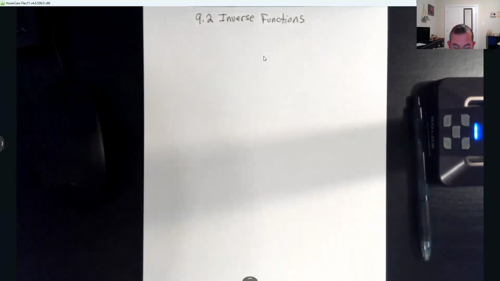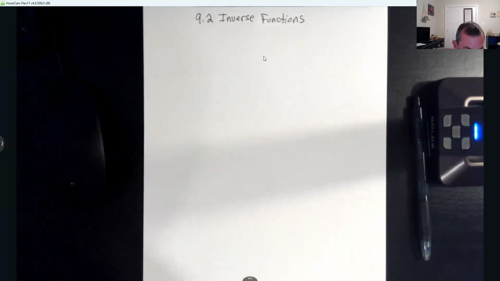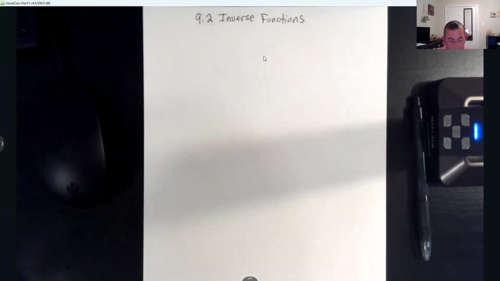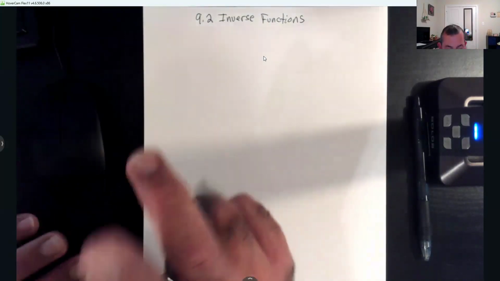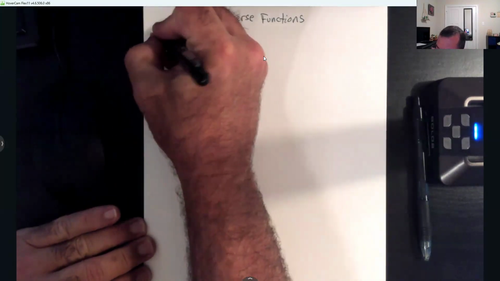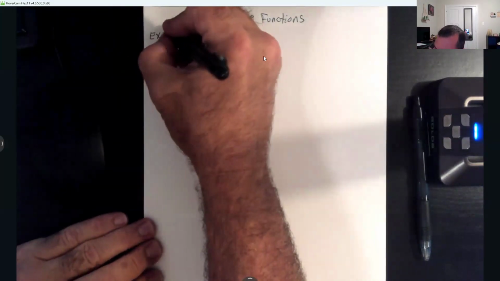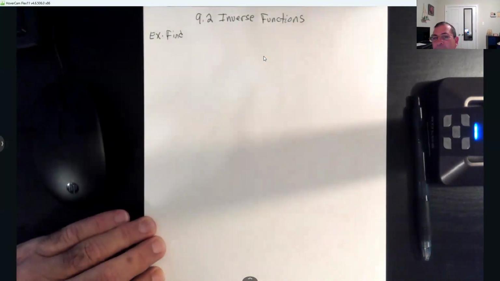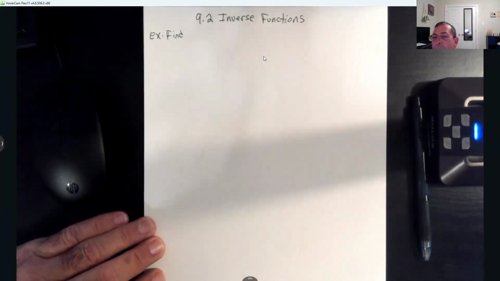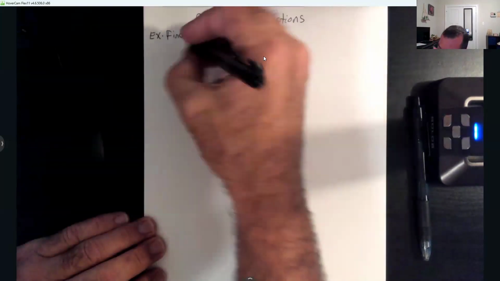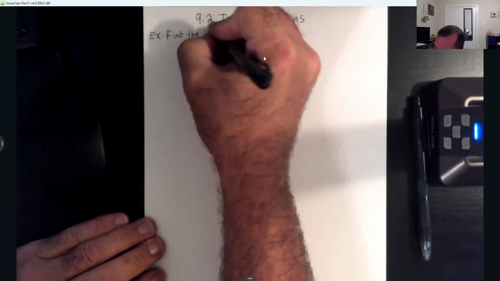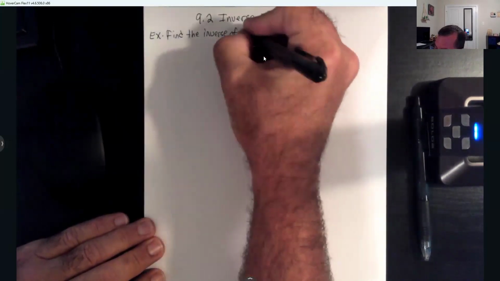Y'all hang on just a second. Let me get my notes back up here. All right, so they start out on these examples wanting us to find the inverse of a relation. Remember, a relation is just a relationship between a domain and a range. So we're going to find the inverse of the relation.